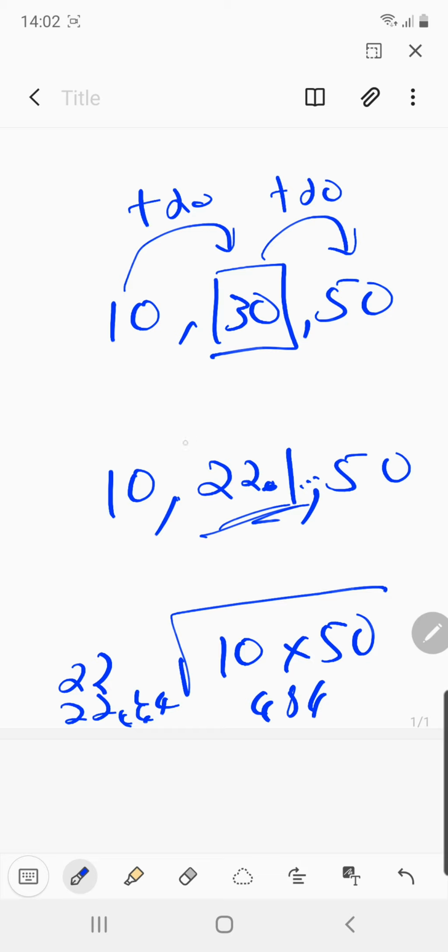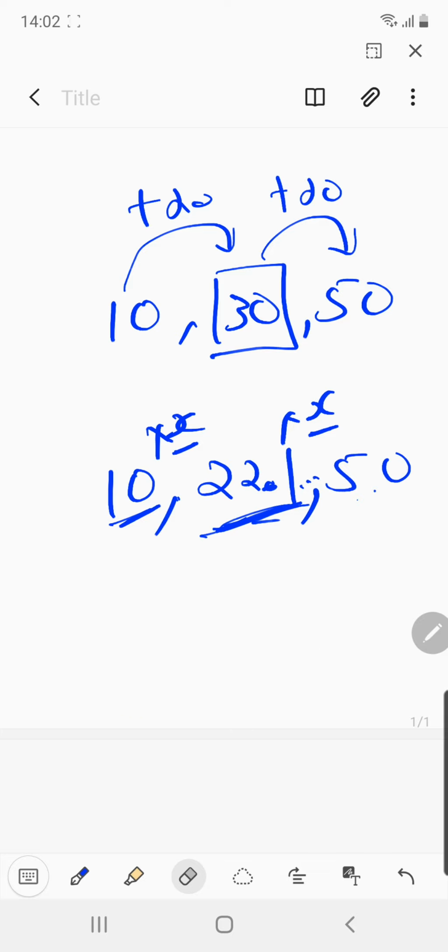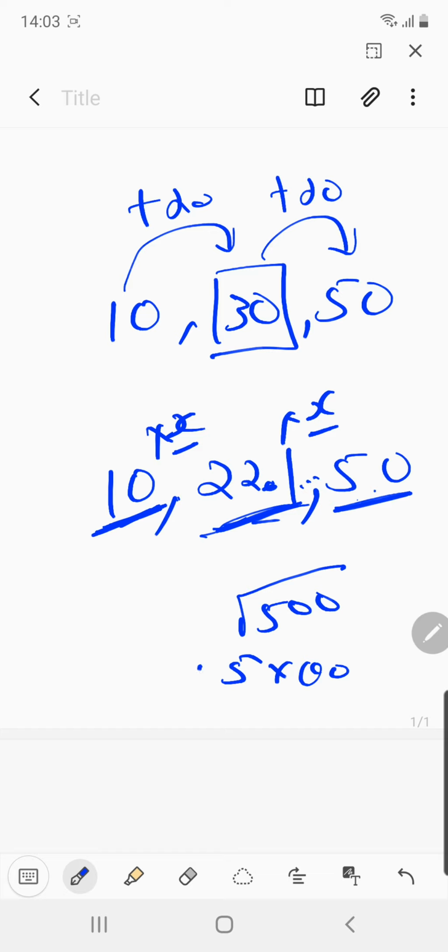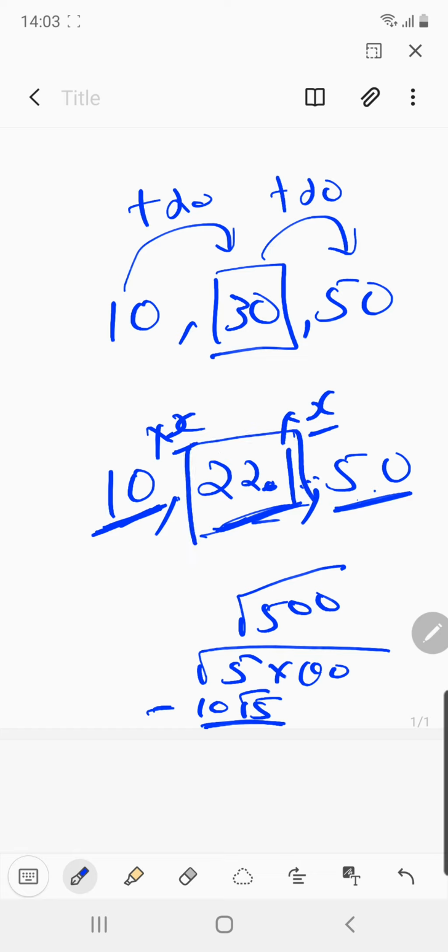So there is a number which, when multiplied to 10, gives this, and the same number which, when multiplied to this, gives this. Let's figure out what that number is exactly. It could be root 500, which is the square root of 10 times 50, which can be simplified into 5 times 100, which is 10 root 5, which is something like 22.1.